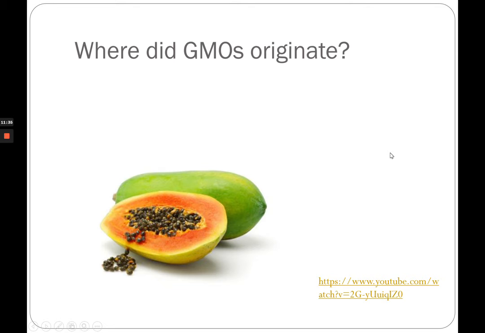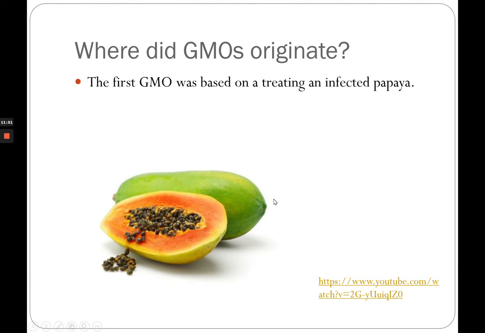Okay. So where did the first GMOs originate? It actually wasn't that long ago. Does anyone know what type of fruit this is? If you said papaya, you are correct. GMOs was first, I guess, invented, based on a process that scientists were using to treat an infected papaya plant.